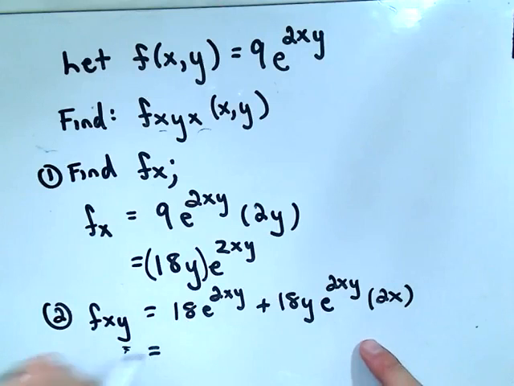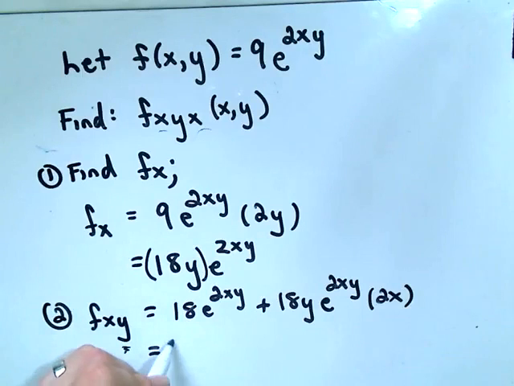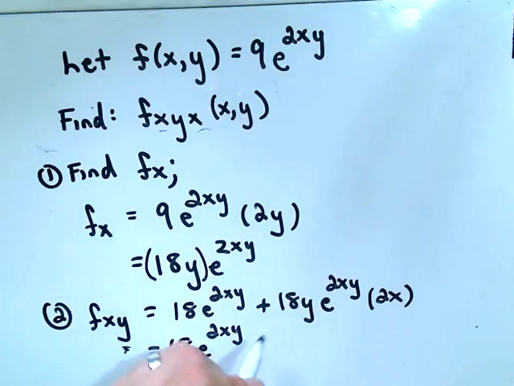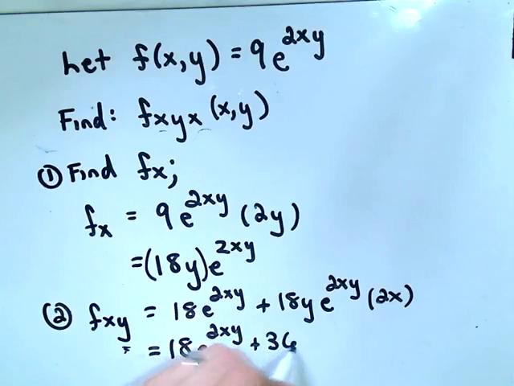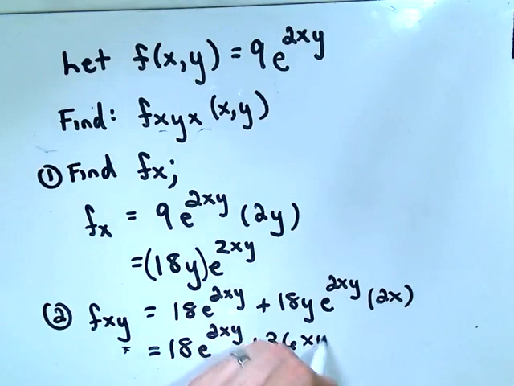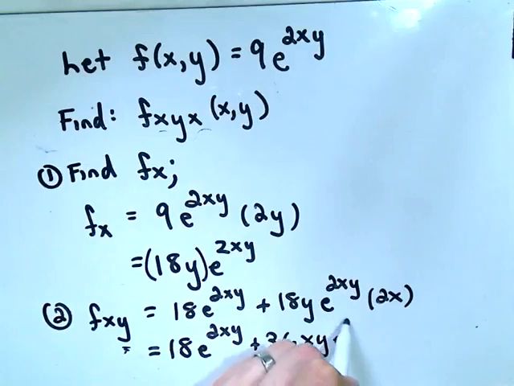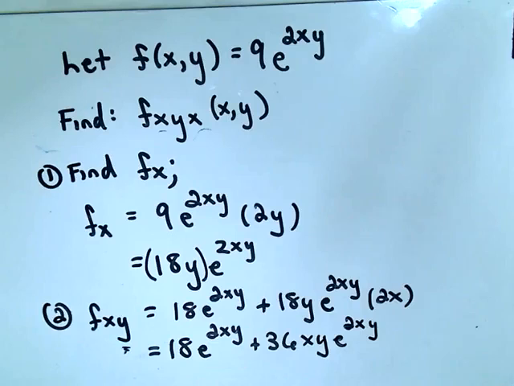So maybe let's clean this up again just a little bit. I don't see a lot to do here on the first term, so I'm just going to leave it alone. Let's see, we've got 18 and 2. That looks like 36 to me. We've got an x and a y. I like to alphabetize just to keep things consistent. And then I have my e to the 2xy.